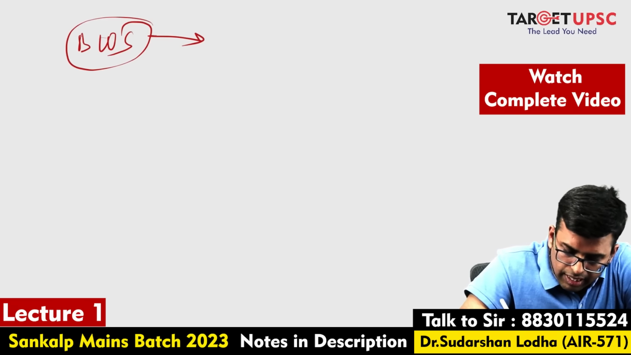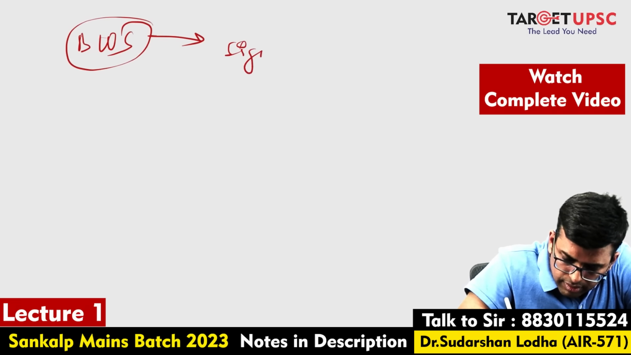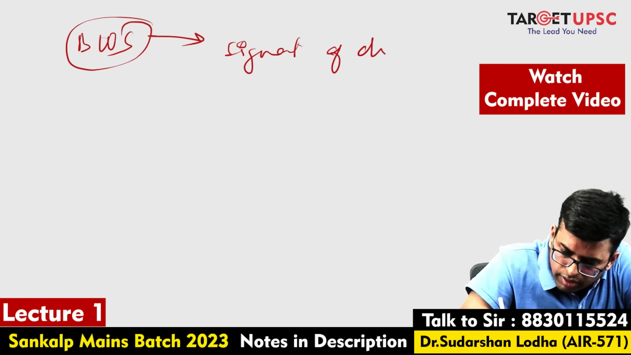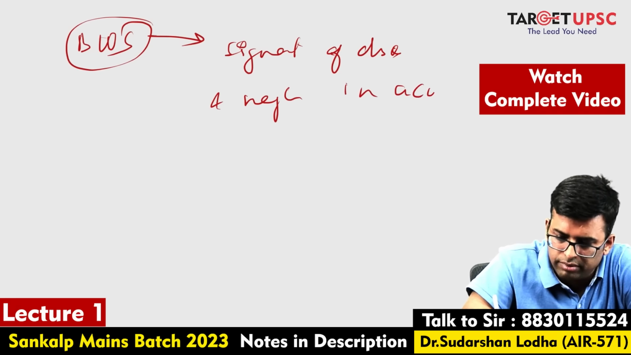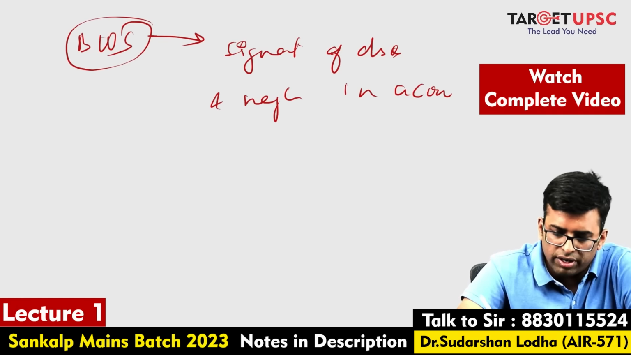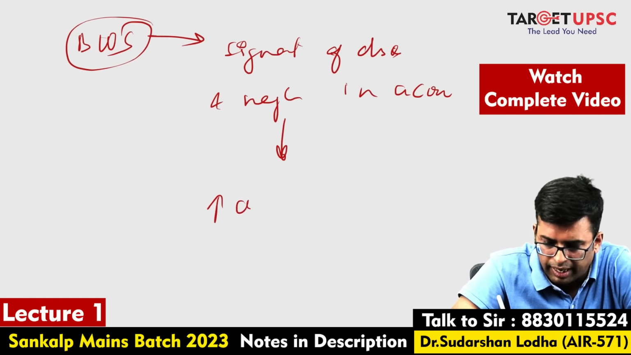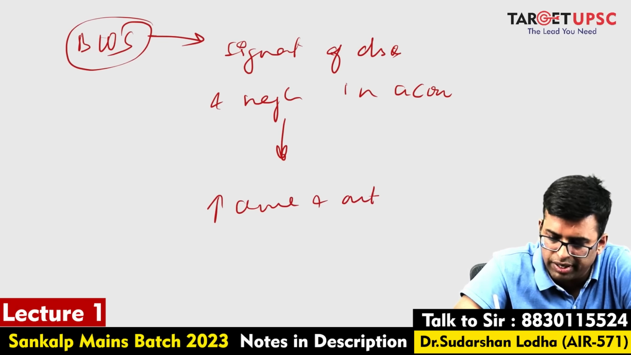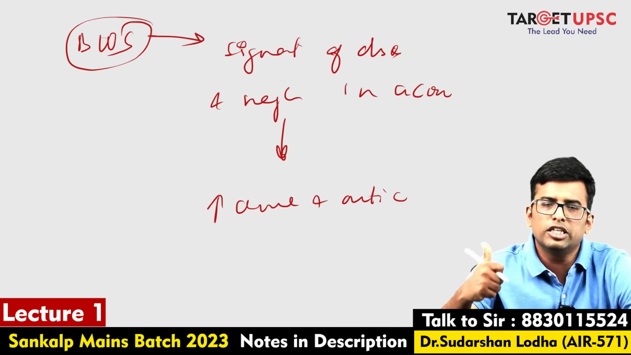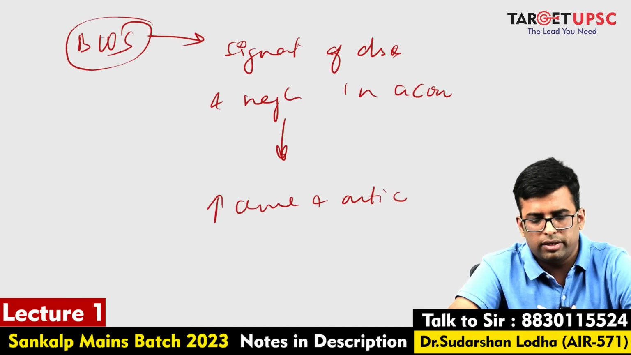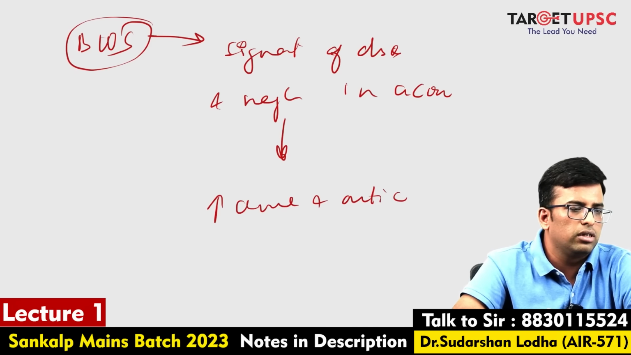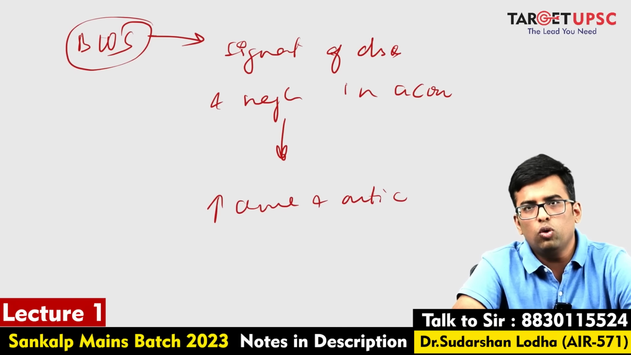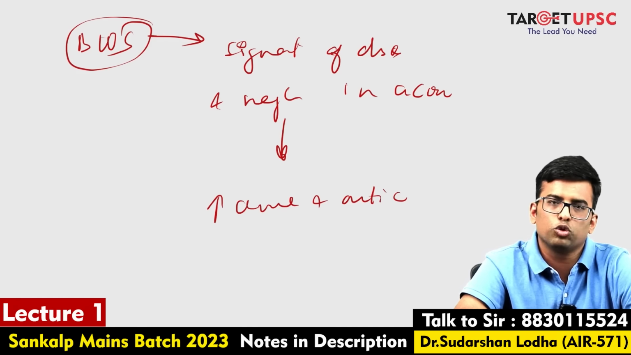So basically, it's a criminological concept which suggests that signals of disorder and neglect in community further lead to an increase in crimes and antisocial behavior. Signals of disorder and neglect in community further lead to crime and antisocial activities.